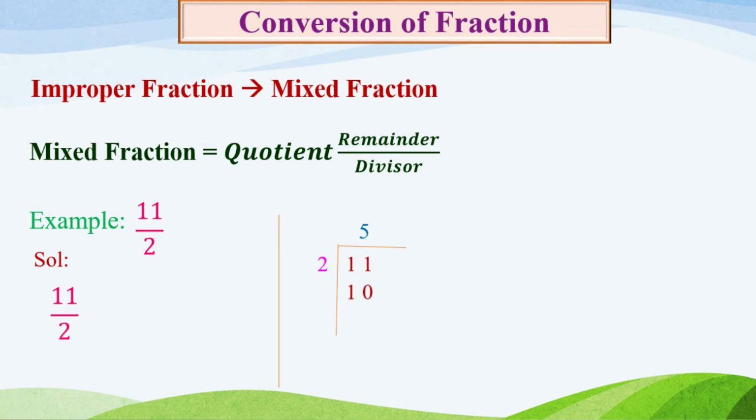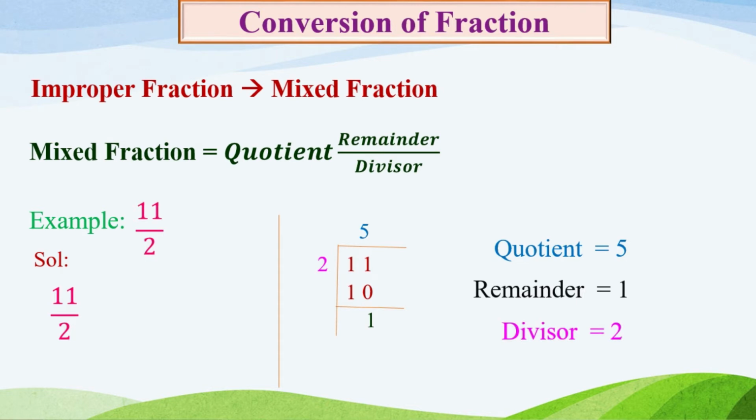5 2s are 10. Now subtract the values. 11 minus 10, we get 1. Here 1 is the remainder. Quotient is equal to 5. Remainder is equal to 1. Divisor is equal to 2. So mixed fraction equals quotient, remainder divided by divisor. So here quotient is 5, remainder is 1, divisor is 2. So we get 5 and 1 by 2.